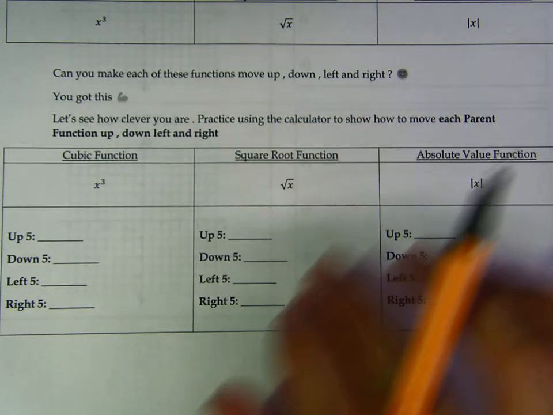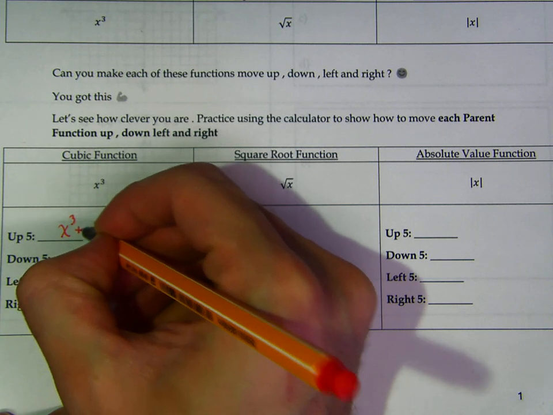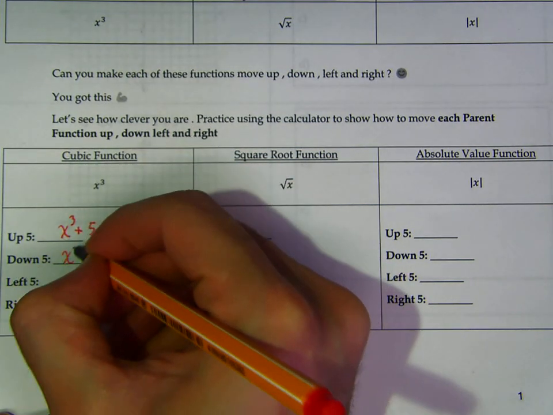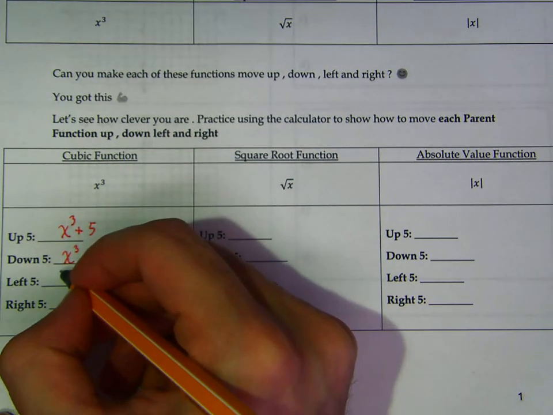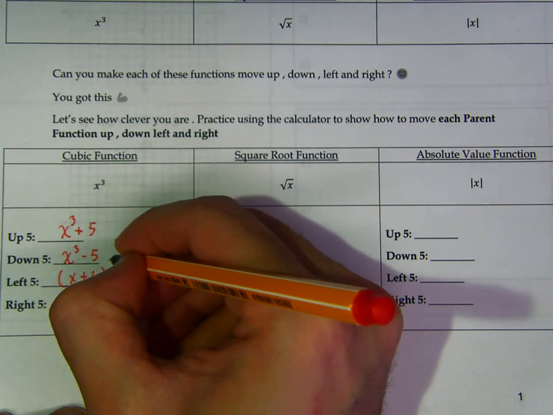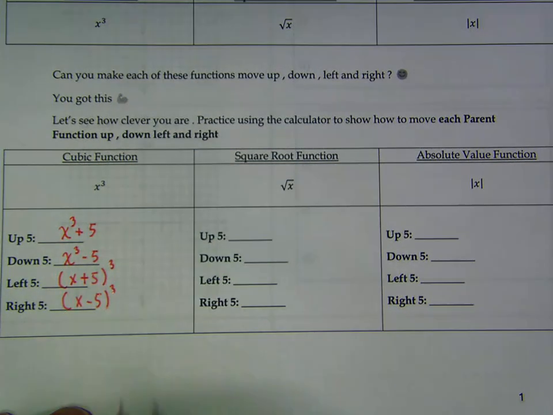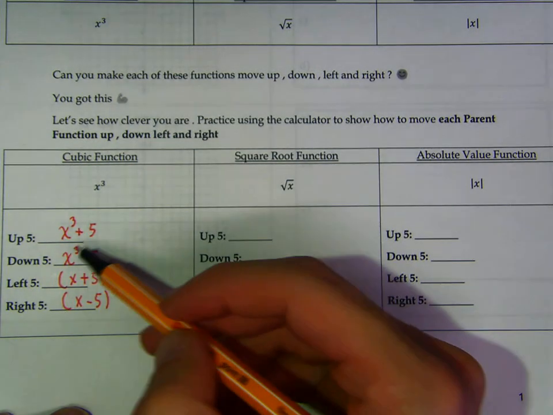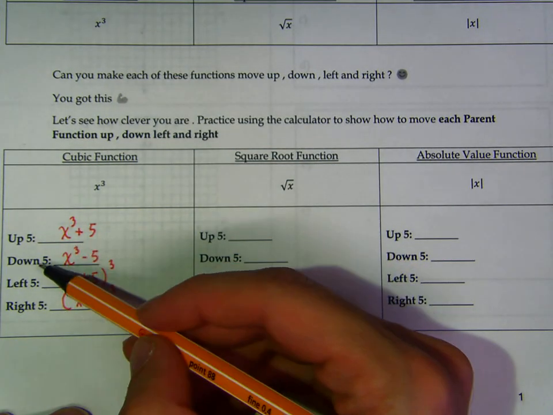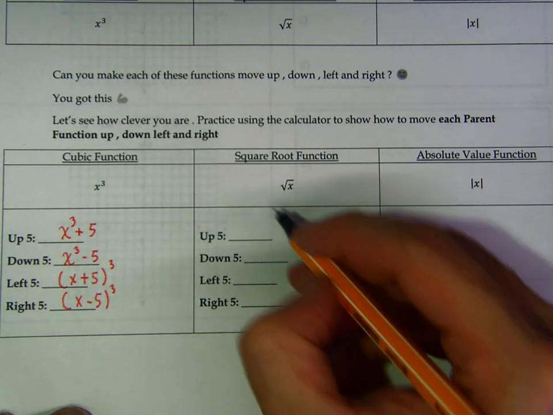All right, let's see if you came back. This should be x cubed plus 5. X cubed minus 5. Parentheses x plus 5 cubed. Parentheses x minus 5 cubed. It has the same pattern. The outside controls up and down. The inside controls left and right.